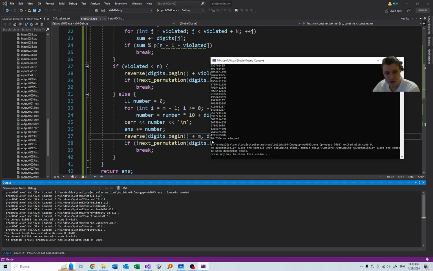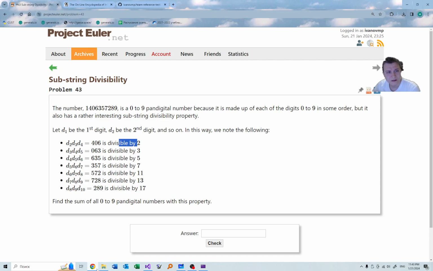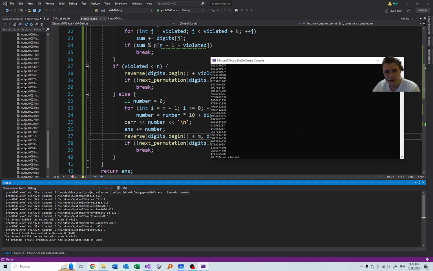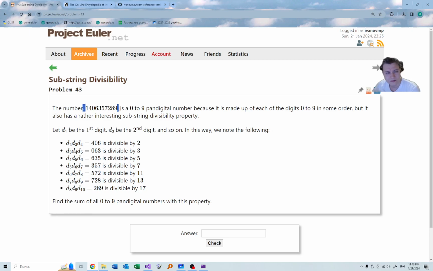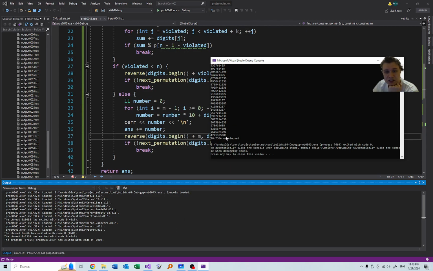Actually this solution took not much time, 16 milliseconds only, and in release it would be even faster. So let's check if we have this number, 980. I definitely don't have this number at all. Why is that? I have 980, but the next one should have been 982, and I don't have it.